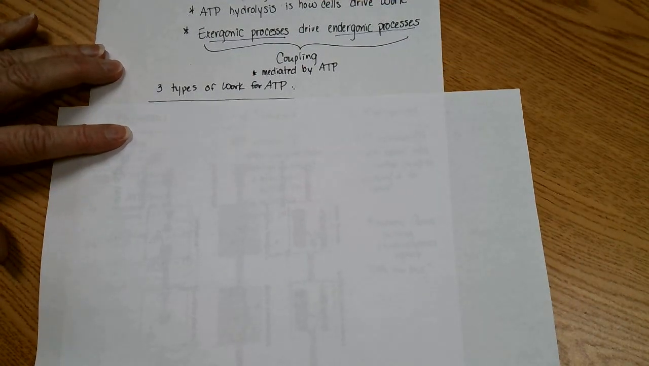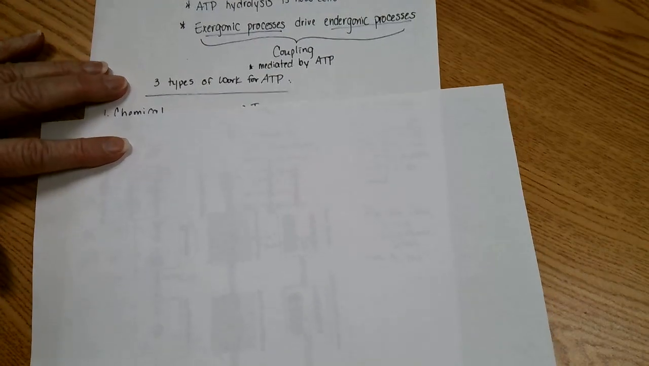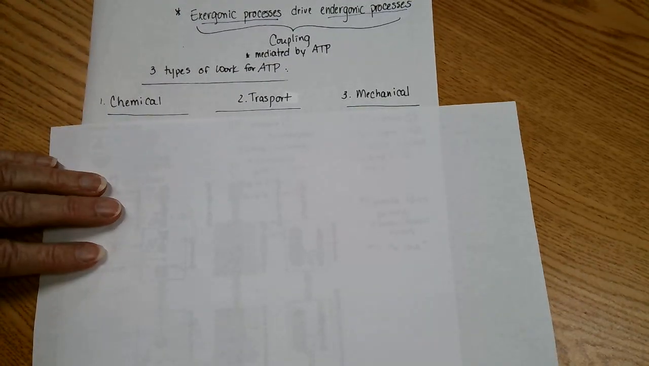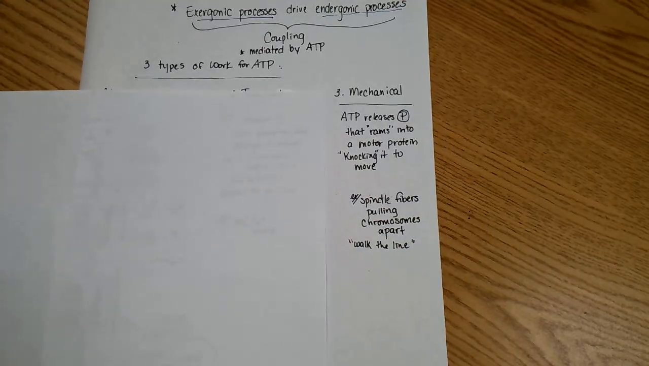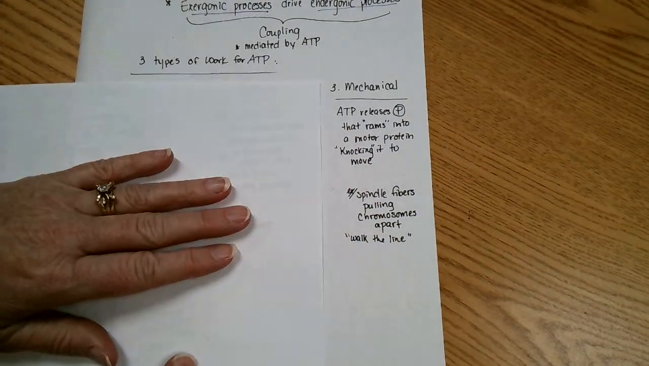What are the three types of work? Now, we know this. I already mentioned the three types. Here they are. Chemical, transport, and mechanical. We're actually going to work backwards. We're going to first talk about the mechanical work, okay?